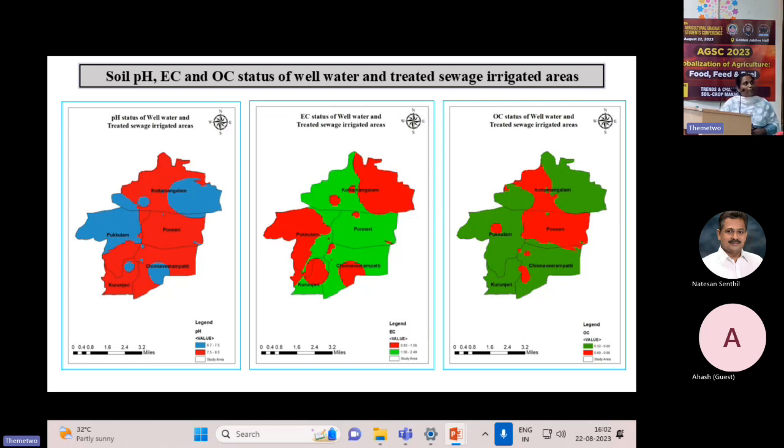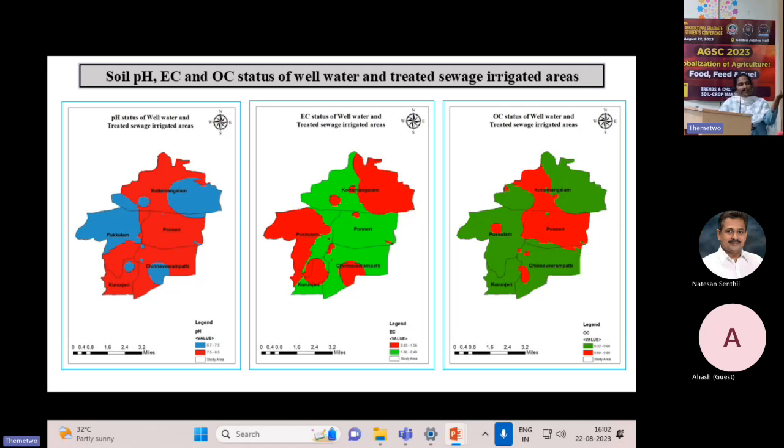When we take pH, it is categorized into 2 types. In the highlighted red areas, the pH is very high. These areas are irrigated with sewage irrigation. Because of the more acidic contents present in sewage, the pH of the soil is very high. And when we take EC, it is also high.